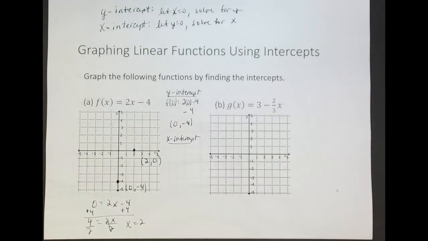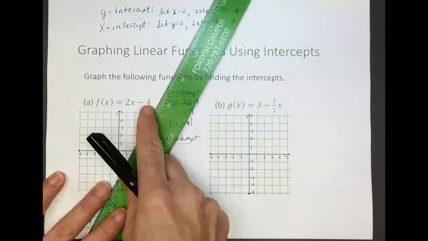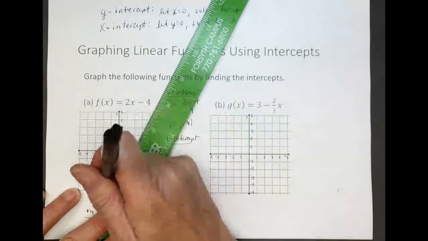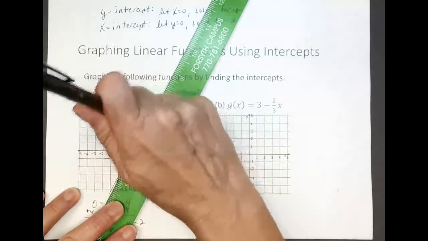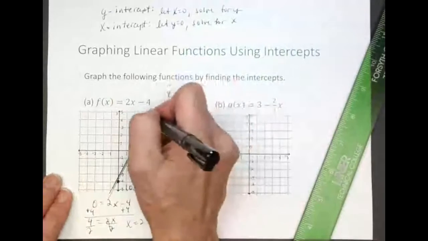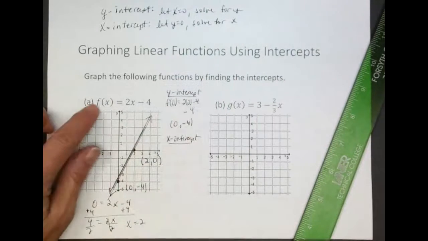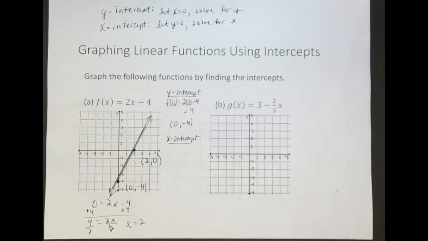Okay, we only need 2 points to graph any line. Since we have these 2, all we need to do is connect them, and we have the graph of the line. We have the graph that is the line for f of x. Okay. Should we do one more?